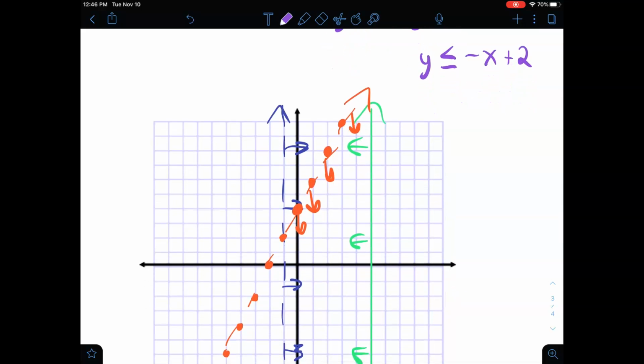So negative x plus 2, we're going to go up 2, put a point. We're going to go down 1, right 1.